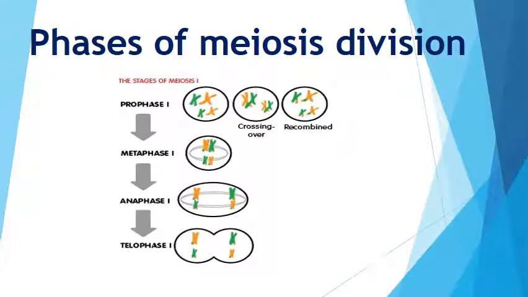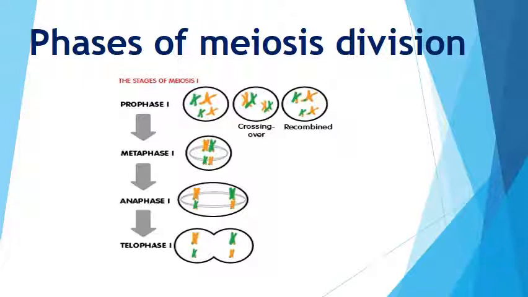Why? Yes, this is the first stage of meiosis division. In the second stage of meiosis division, each of these new cells forms 2 new cells. So finally we can obtain 4 new cells of gametes.